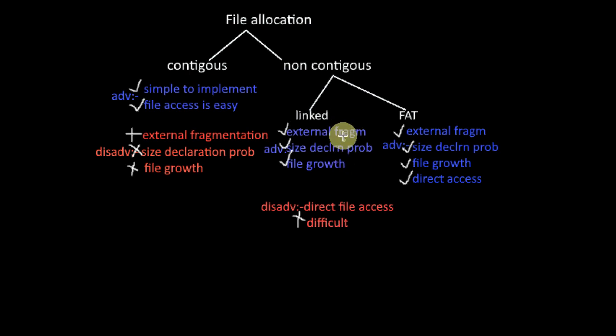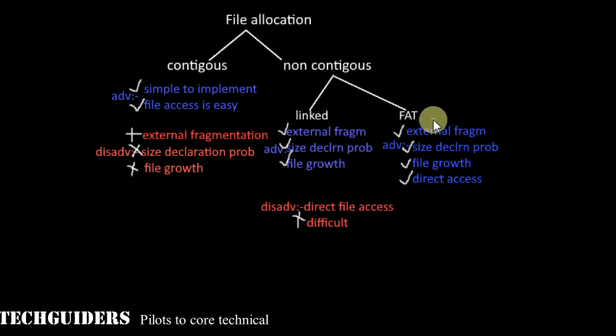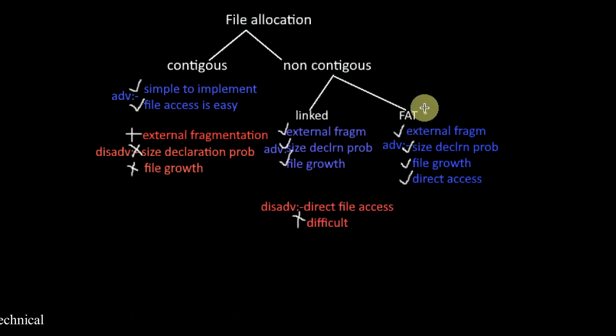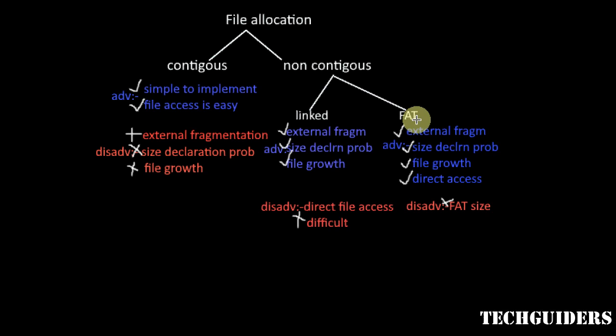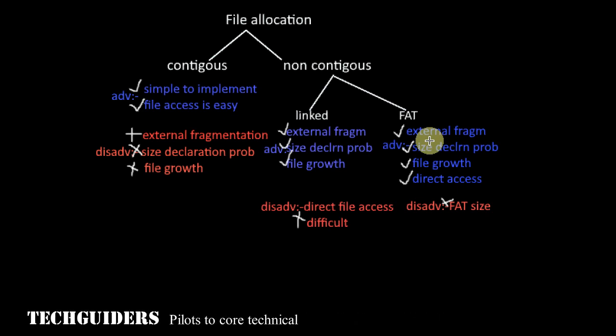Here, all these advantages of linked allocation exist in this method. In addition, this method is suitable for both sequential access as well as direct file access. But here we have a new problem, the size of the file allocation table. For every disk block, we have an entry in the file allocation table. Hence, this table contains the details of not only the open files, but also the files not in use, and it has entries for the unused disk blocks too.